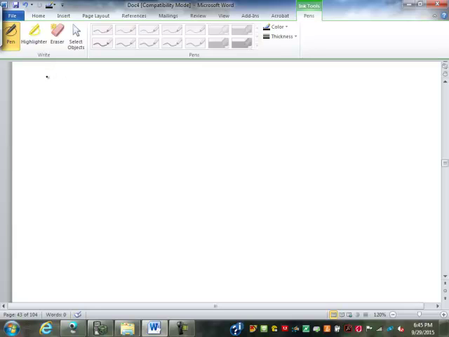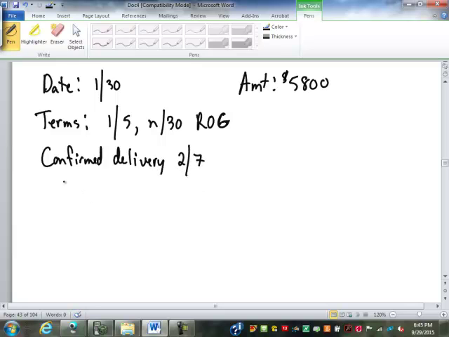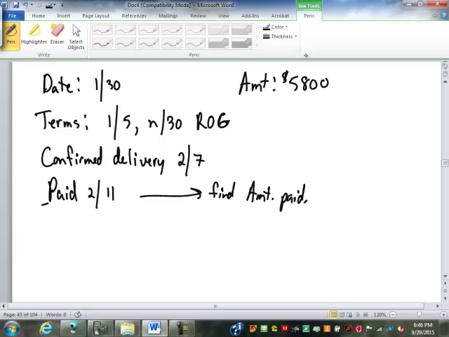So, let's have an invoice dated January 30th in the amount of $5,800. Terms 1/5 net 30. ROG. Confirmed delivery February 7th. Paid on February 11th. Find the amount paid. Try that in your notes quick.